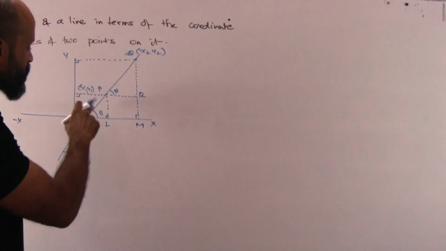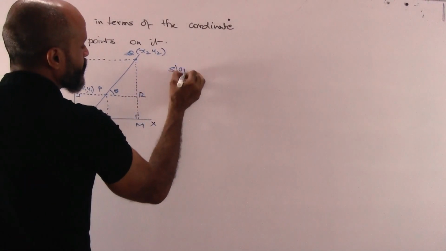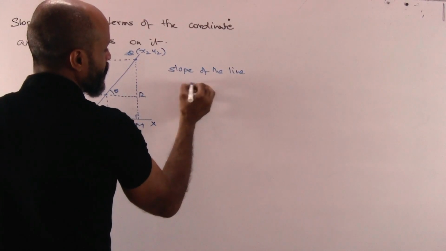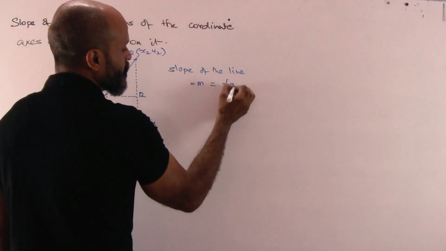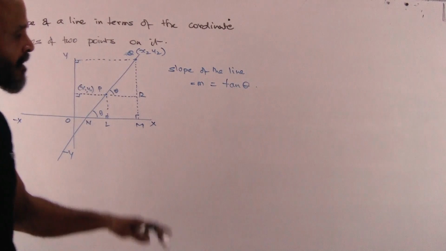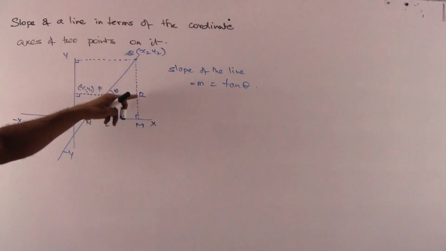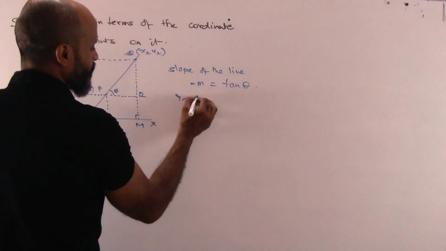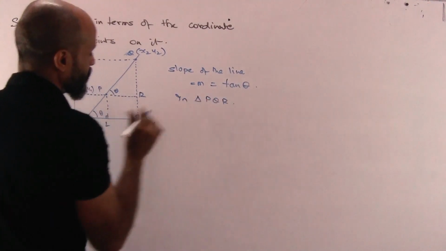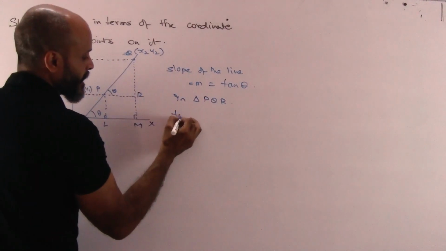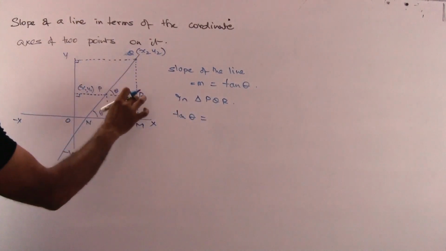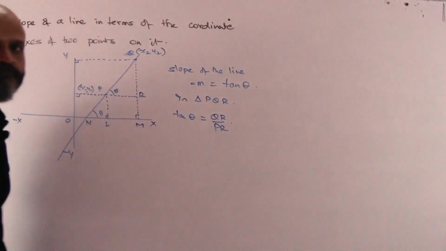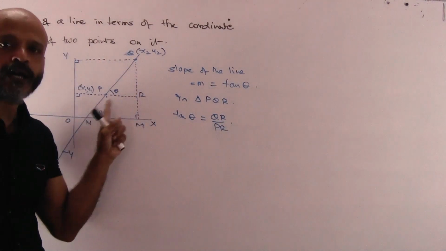Now we have to calculate the slope of this line. So we know that the slope of the line, m, will be equal to tan theta. Now if we look at this triangle PQR, obviously in triangle PQR, tan theta is going to be QR by PR, okay. This tan theta will be QR by PR.